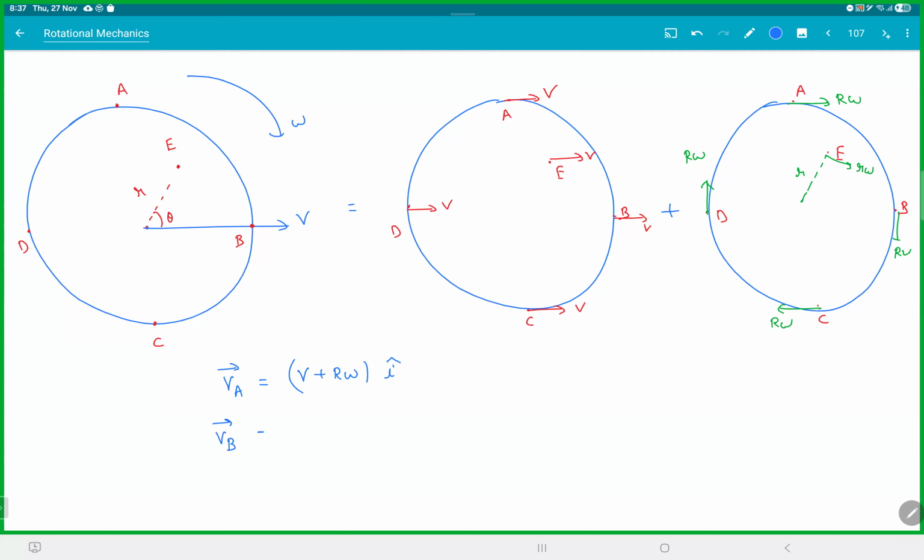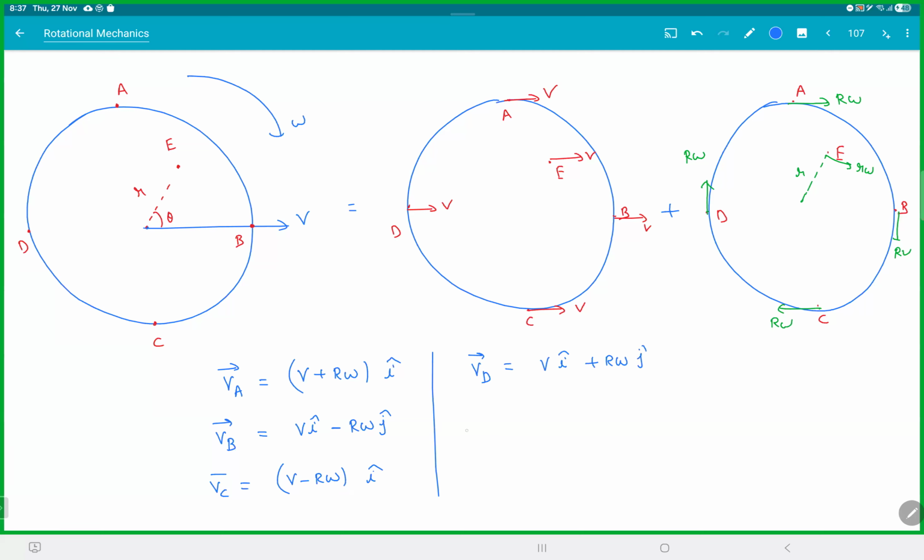So velocity at B: due to translation it is V i cap, and rotation will be minus R omega j cap. Velocity at C will be (V minus R omega) i cap. And velocity at D will be V i cap and R omega j cap.